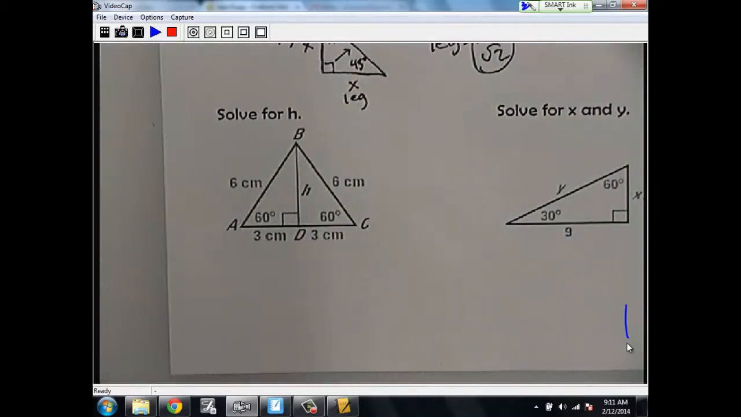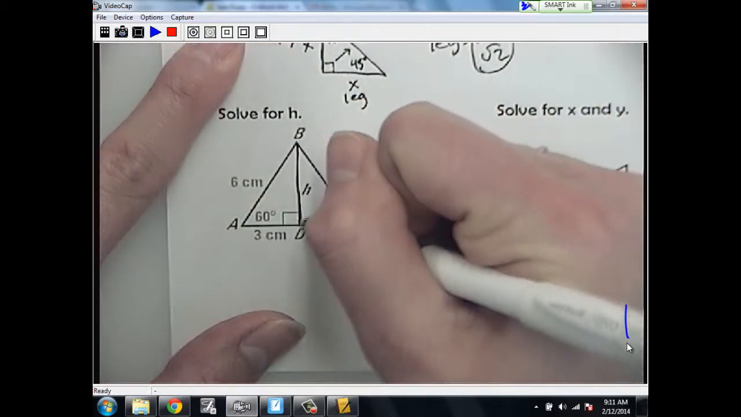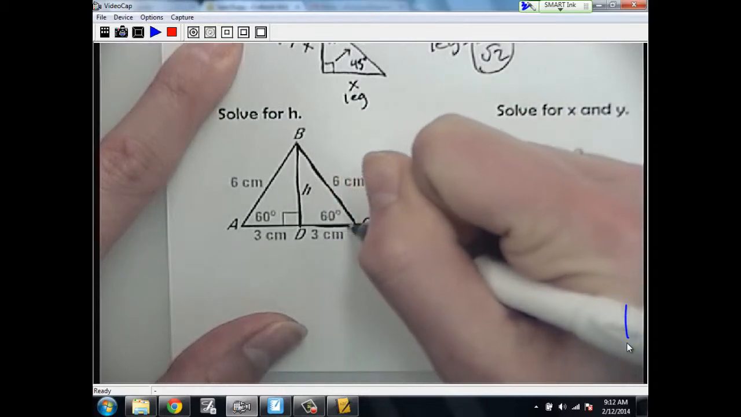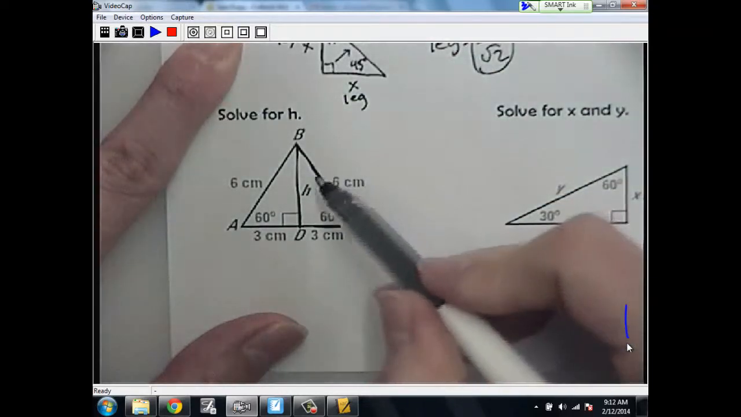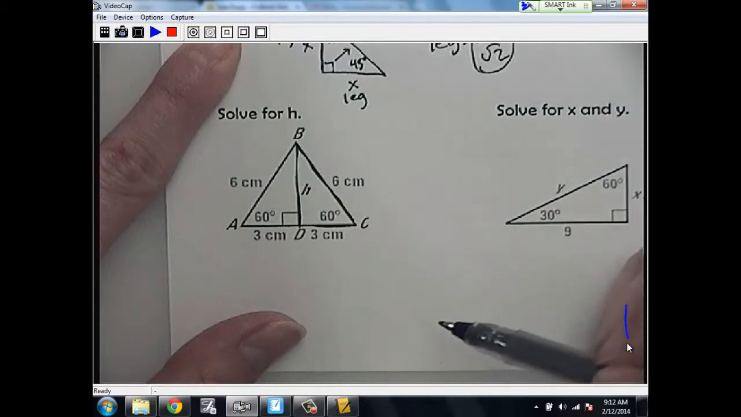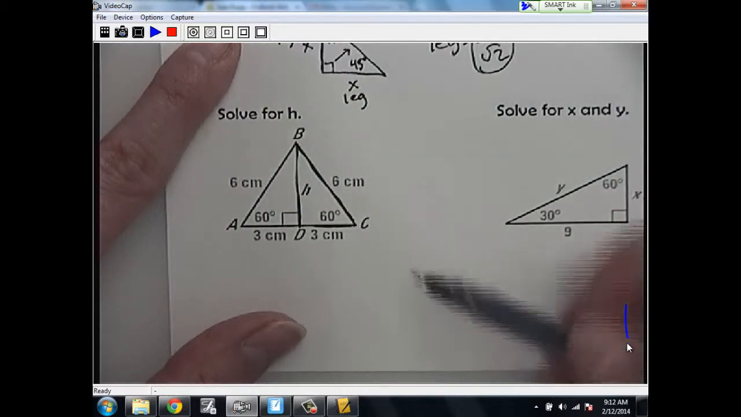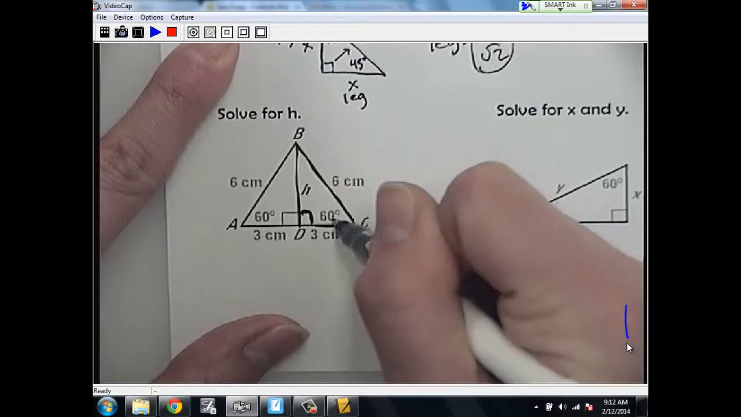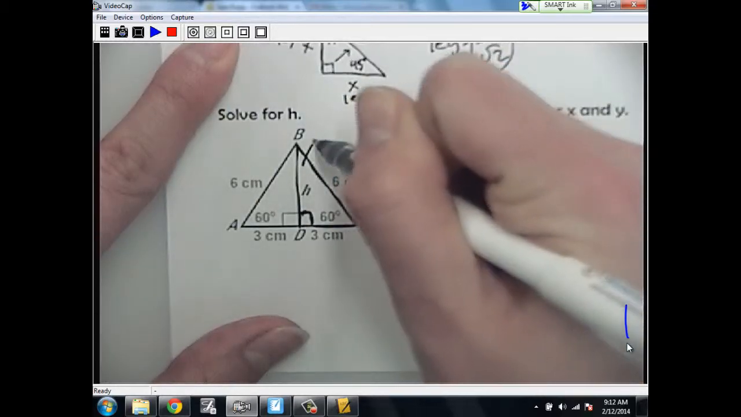Okay? How about here? Solve for H. Here's my H. I've got at least 2 or 3 triangles in here. You've got the 2 smaller ones and the 1 larger one. Is this a 45, 45, 90 triangle? No. If this is 90 degrees, this one's 90 degrees. We have 60 degrees, so how big is this one? 30.